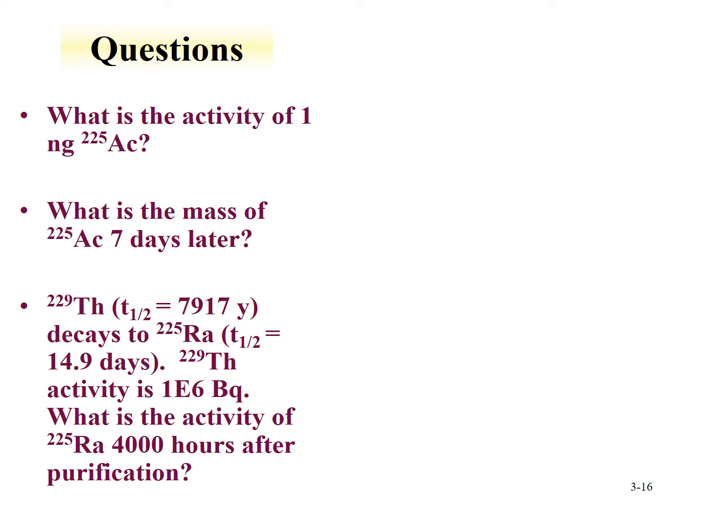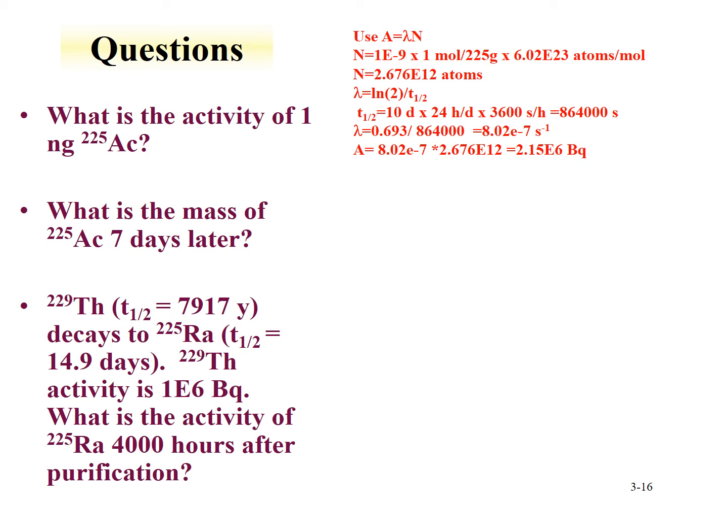What's the activity of a nanogram of a certain isotope, in this case actinium-225? The main equation to use: activity equals lambda N. So now we need to solve for N for 1 nanogram of actinium-225. We can evaluate that number. We want to get the decay constant for actinium-225. The decay constant's in days, convert that to seconds. Log 2 divided by that, we get a decay constant.